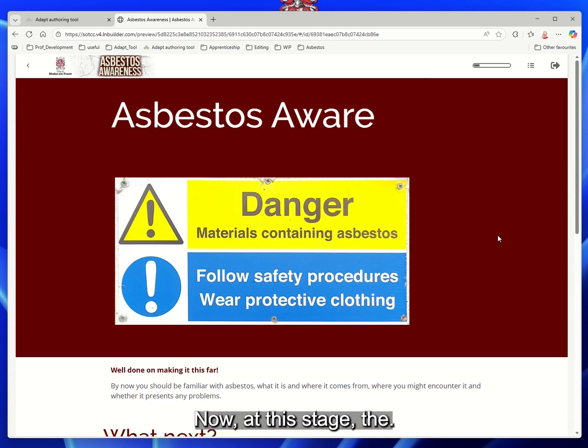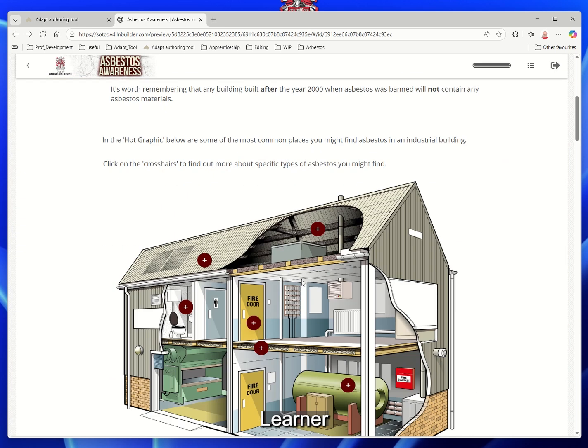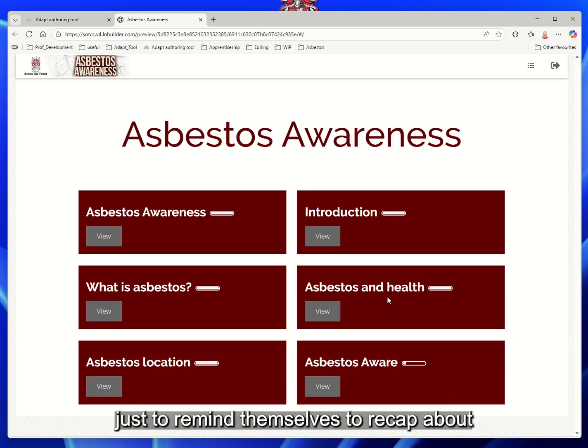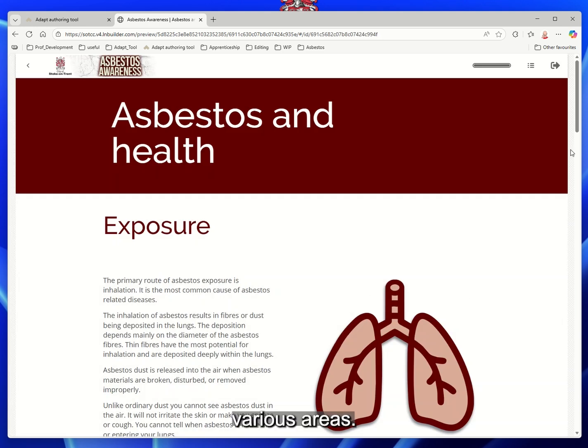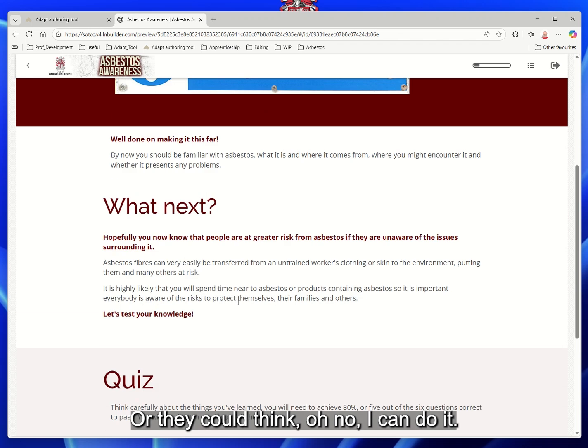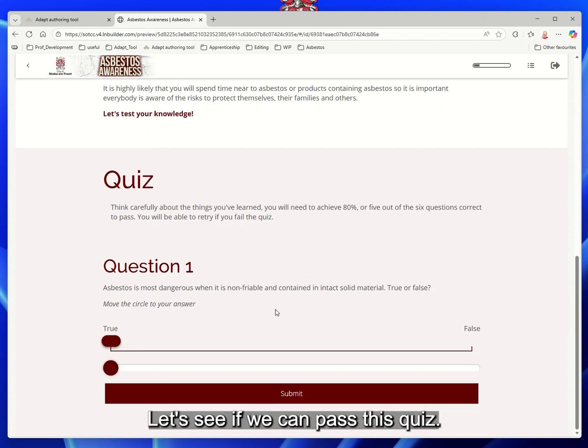Now at this stage, the learner could navigate back to that main menu and decide just to remind themselves to recap about various areas. Or they could think, oh no, I can do it. Let's see if we can pass this quiz.